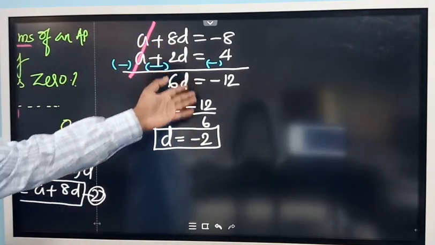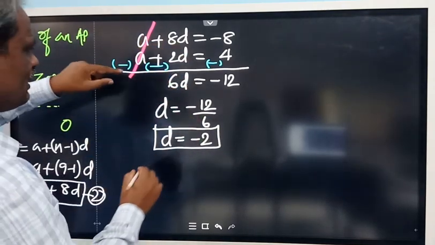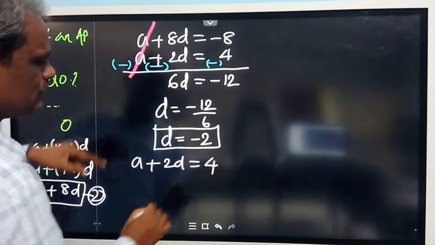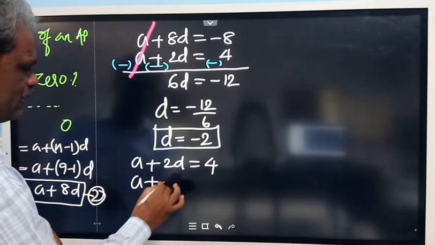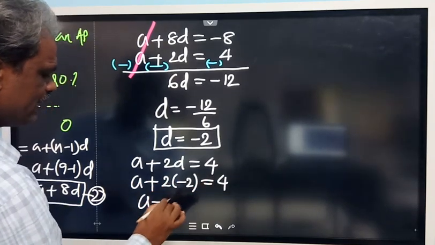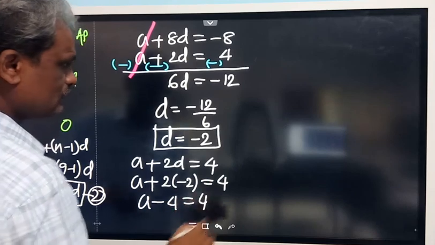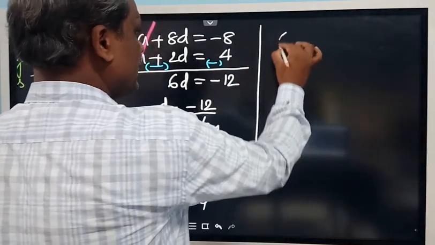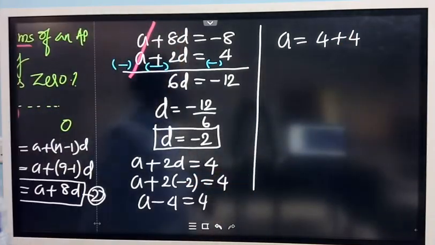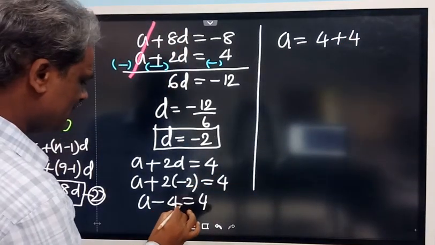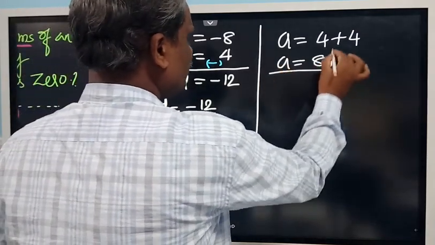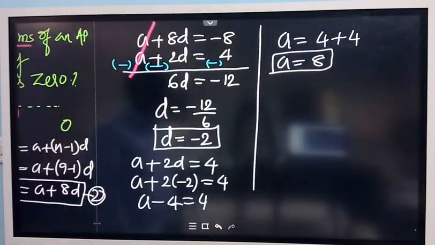Select any one of the equations and substitute the value of D. We have A plus 2D is equal to 4. Substitute: A plus 2 into minus 2 is equal to 4. A minus 4 is equal to 4. So that means A is equal to 4 plus 4. Transfer this minus 4 to the right side. It becomes plus 4. A is equal to 8. So we got the values of A and D.